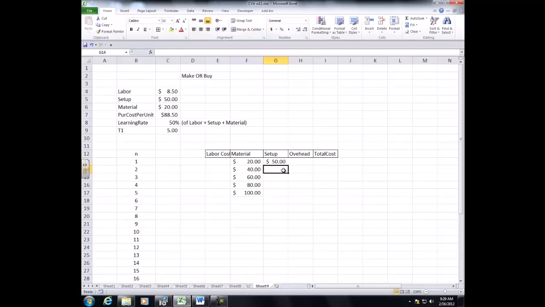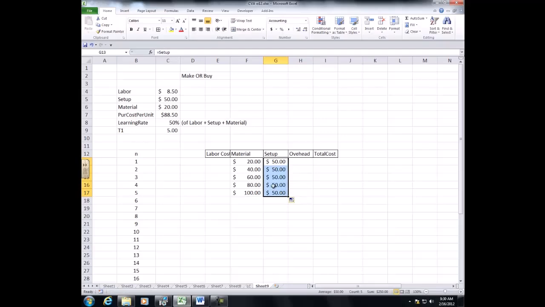How about if I were to produce in a batch size of 2 units? How much is the setup cost? No. The setup is a fixed cost. So it doesn't matter how many units you're producing, it stays the same. So the setup cost for producing 2 units is 50. It'll be 50 all the way.